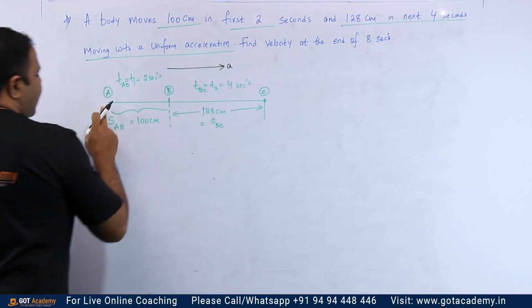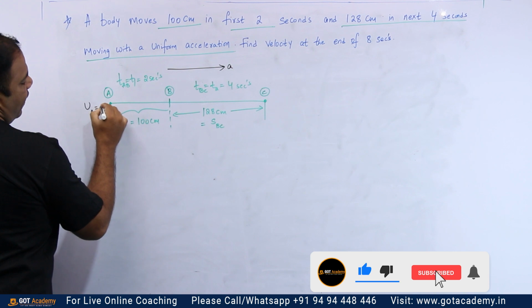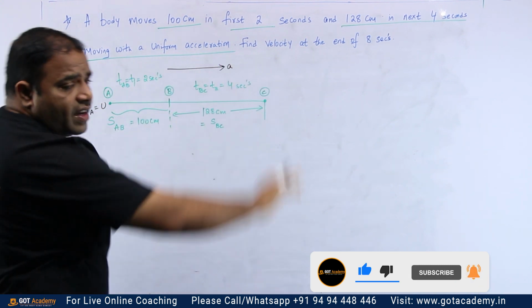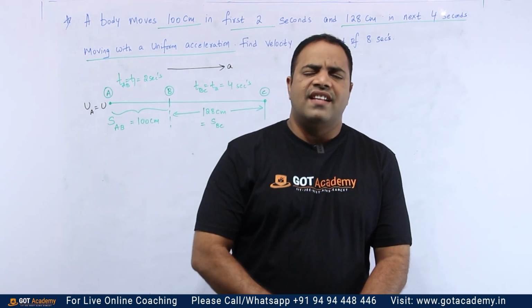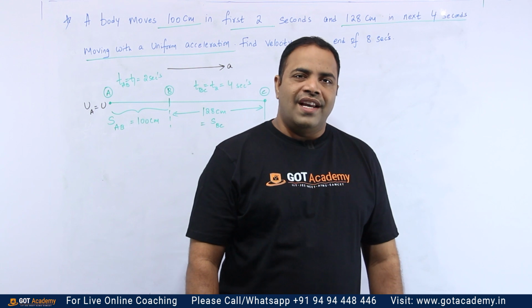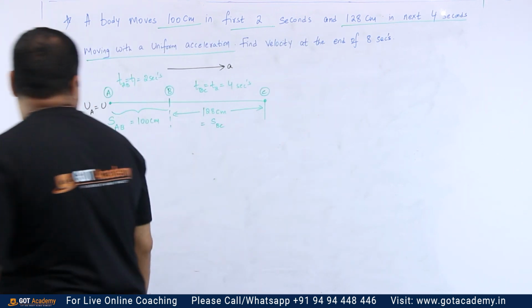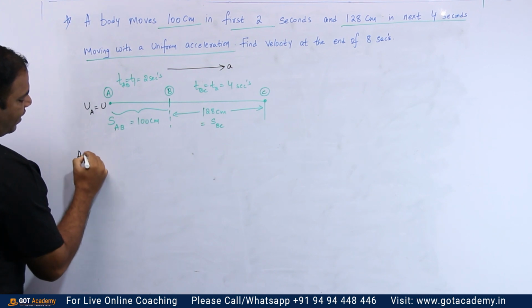So here nothing is given, so let me assume that the initial velocity at point A is equal to u, because nothing was given here. We are not mentioning that the body is starting from rest. So directly we can say that its initial velocity at point A is u only. Now, observe my dear children, from point A to B, what was the given data?